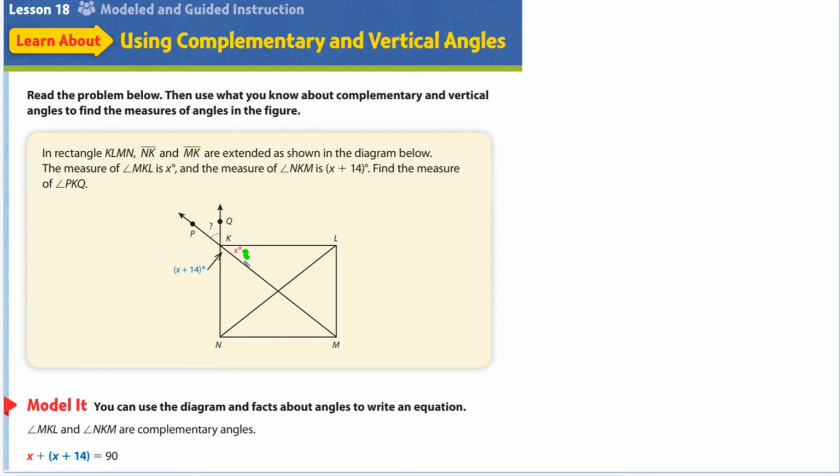So I would write this in actually. Let me do this a little bit skinnier so you can see it. 38 degrees and 52 degrees.